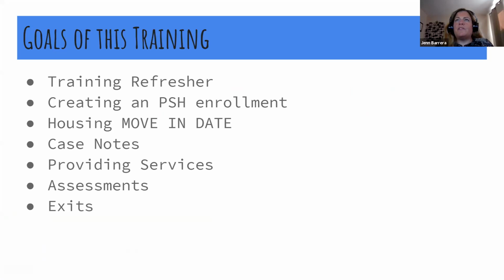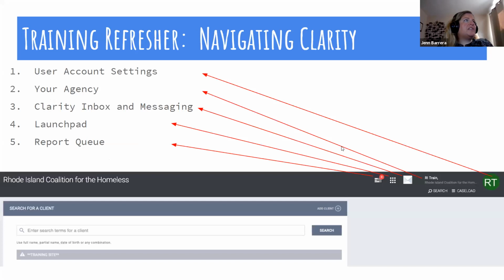Well, first up, we'll talk about the goals of this training. If you were in our rapid rehousing training we just held, the goals look very similar. We're going to give you a quick training refresher on navigating the screen. We're also going to talk about creating a permanent supportive housing enrollment, the housing move-in date, case notes, providing services, assessments, and exit. Okay, so first is the navigation.